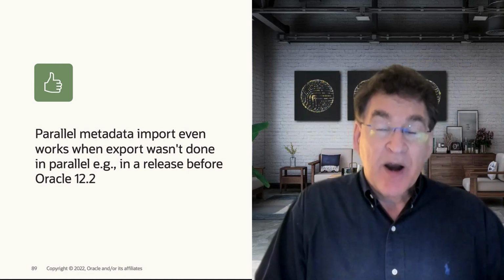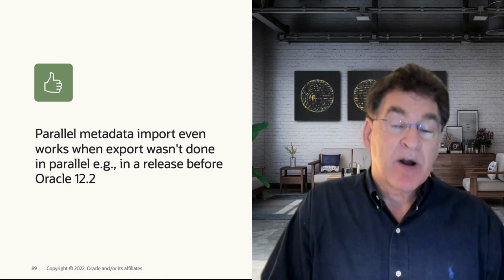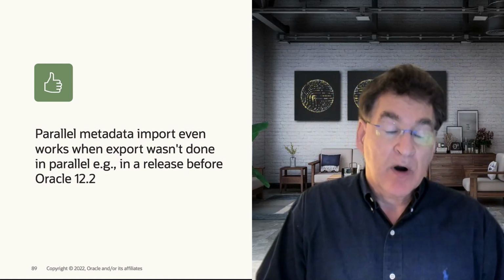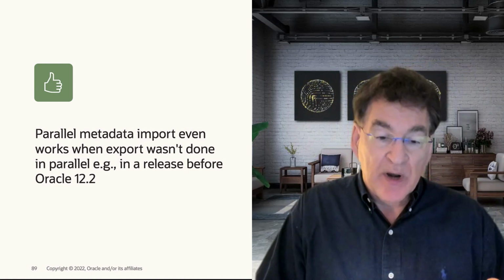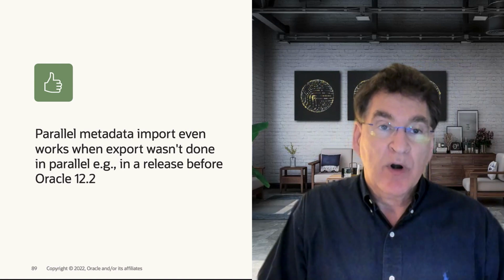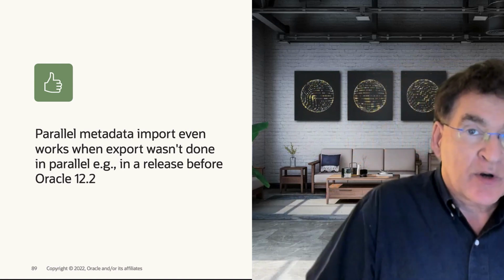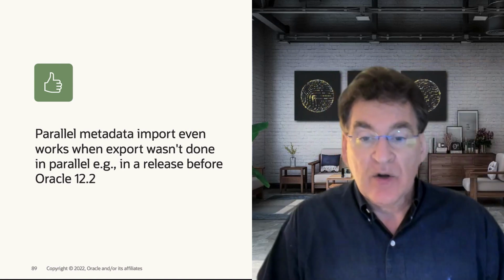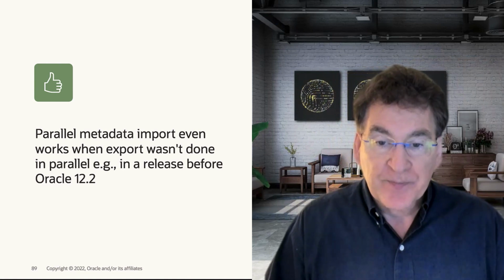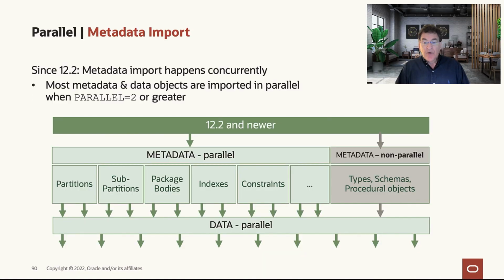Furthermore, the parallelism on the export and the parallelism on the import are completely disconnected, so you can have much more parallelism on the import than you might have had on your export. 12.2 has much more parallelism for metadata import. Everything is imported in parallel except the items with dependencies, type hierarchies, schemas, and procedural actions.